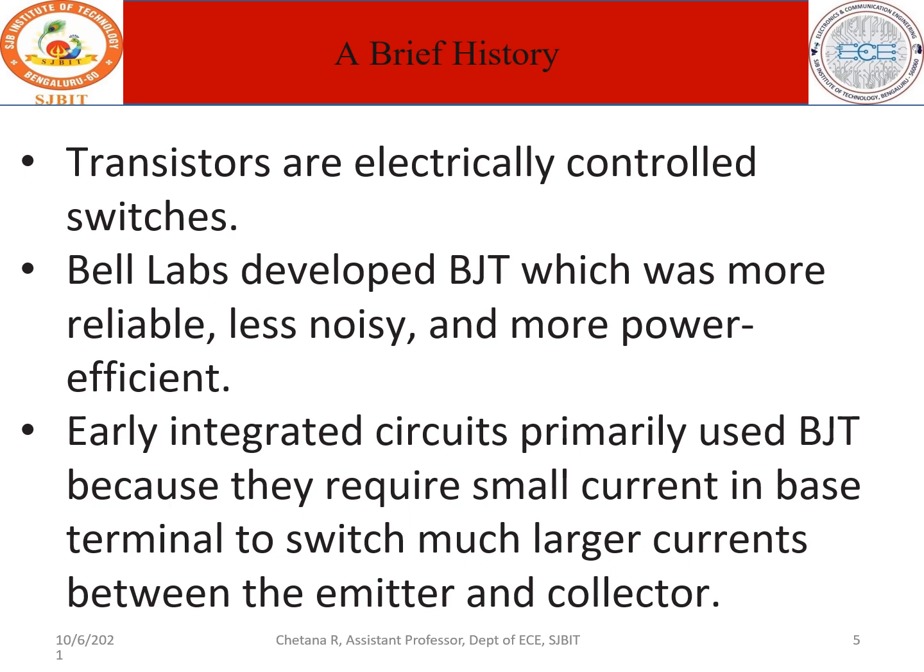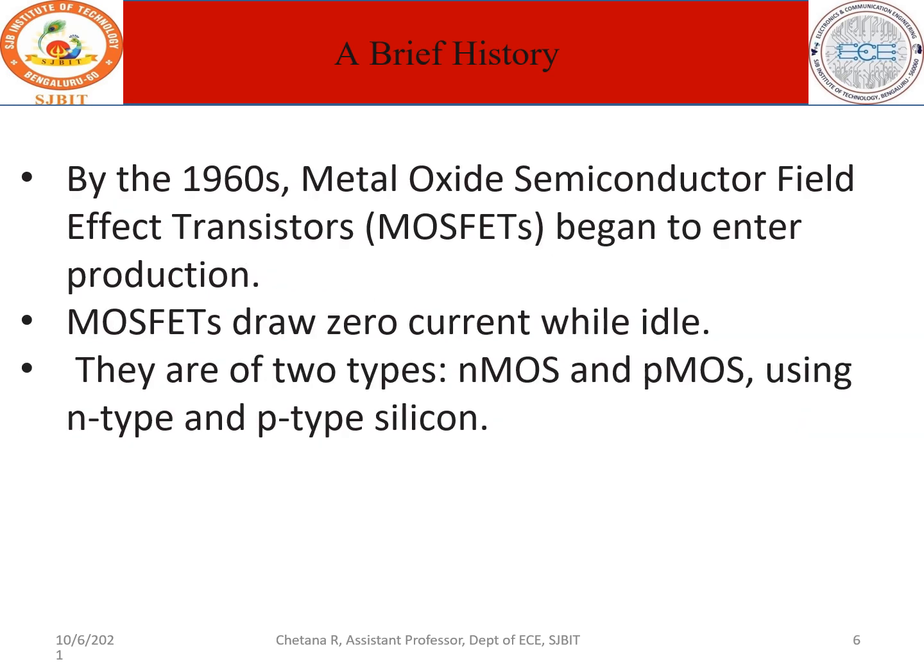Yes, BJTs were used inside the ICs because they were able to switch much larger currents between emitter and collector. As I told you, a BJT is a current controlled device. So way back in '58 ICs came, and then transistors were used, and gradually in the 1960s MOS technology came into existence, that is metal oxide semiconductor field effect transistors.